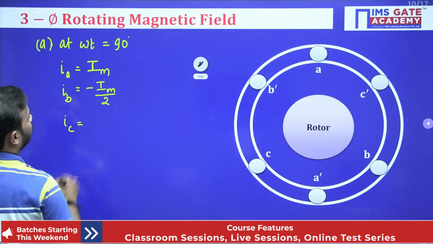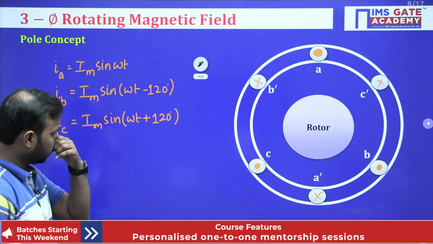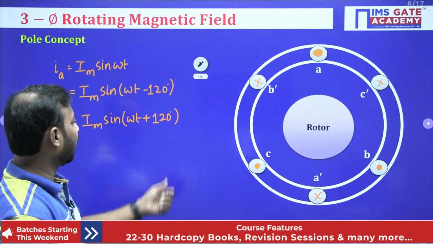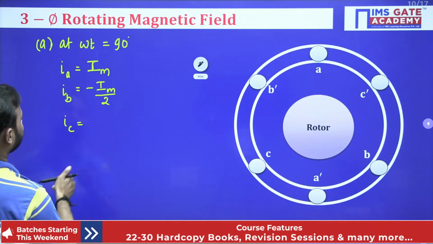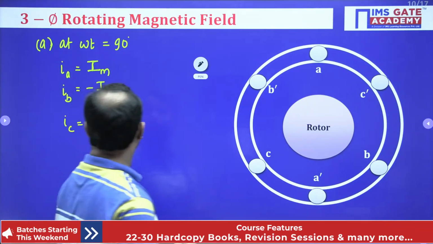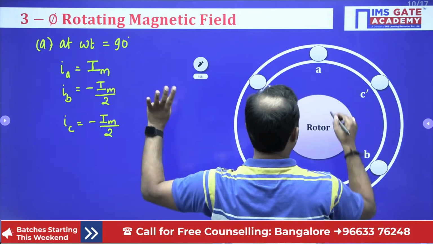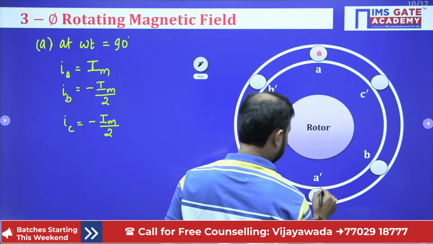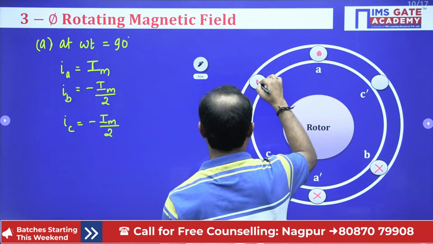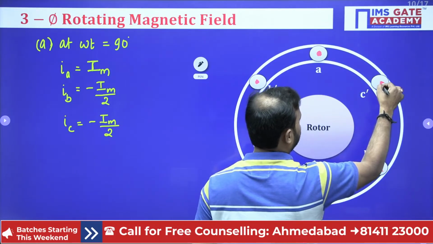Ic is sin(omega t plus 120), so 90 plus 120 is what? 210. Sin 210 is again minus Im by 2. Alright, so let us see here. Ia is positive, so dot. Ib is negative, so cross. Ic is negative, so this becomes cross and this becomes dot.